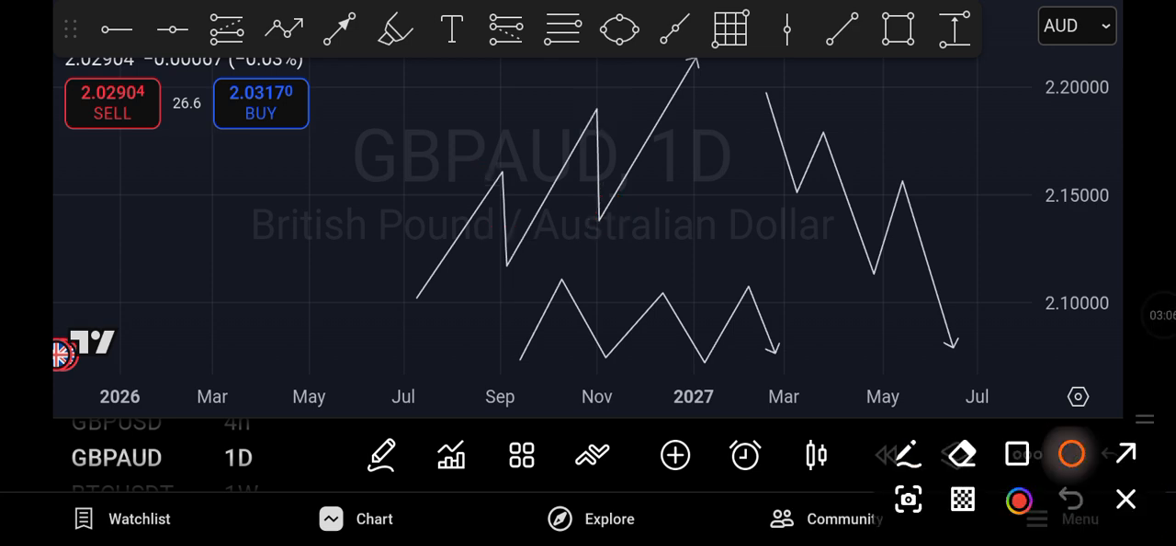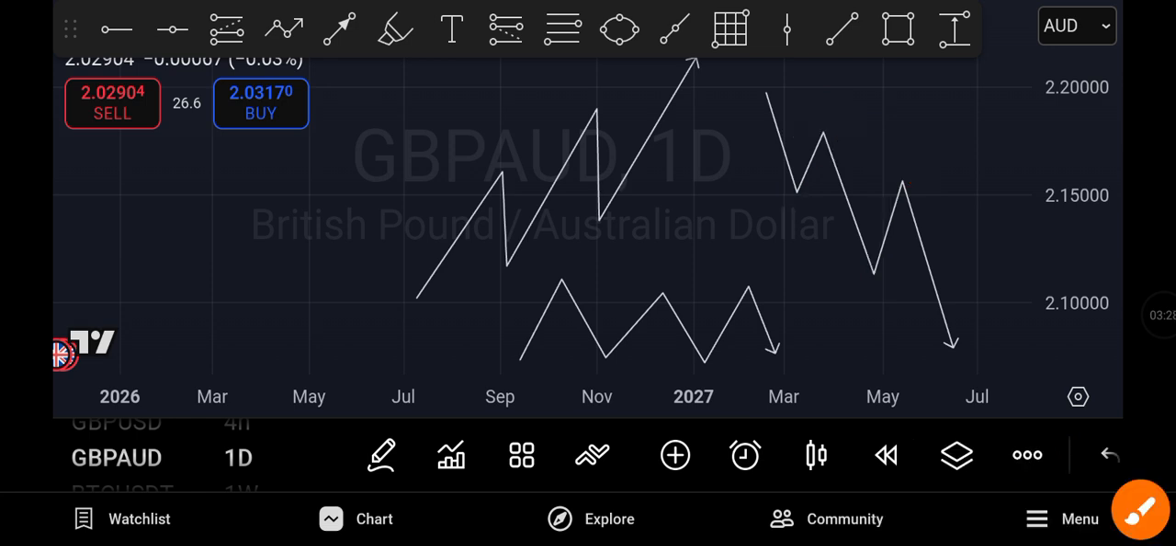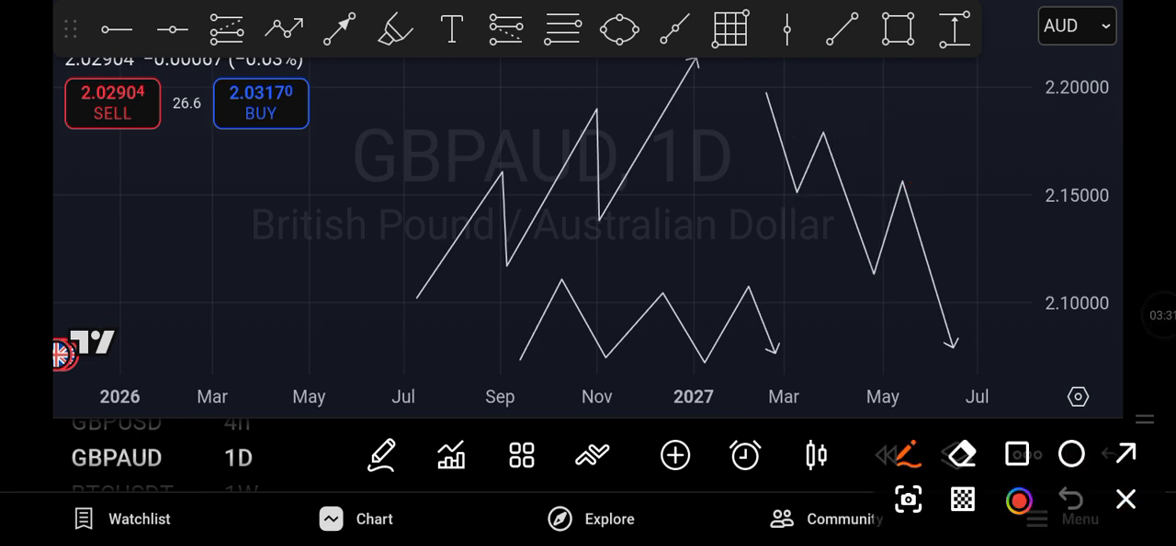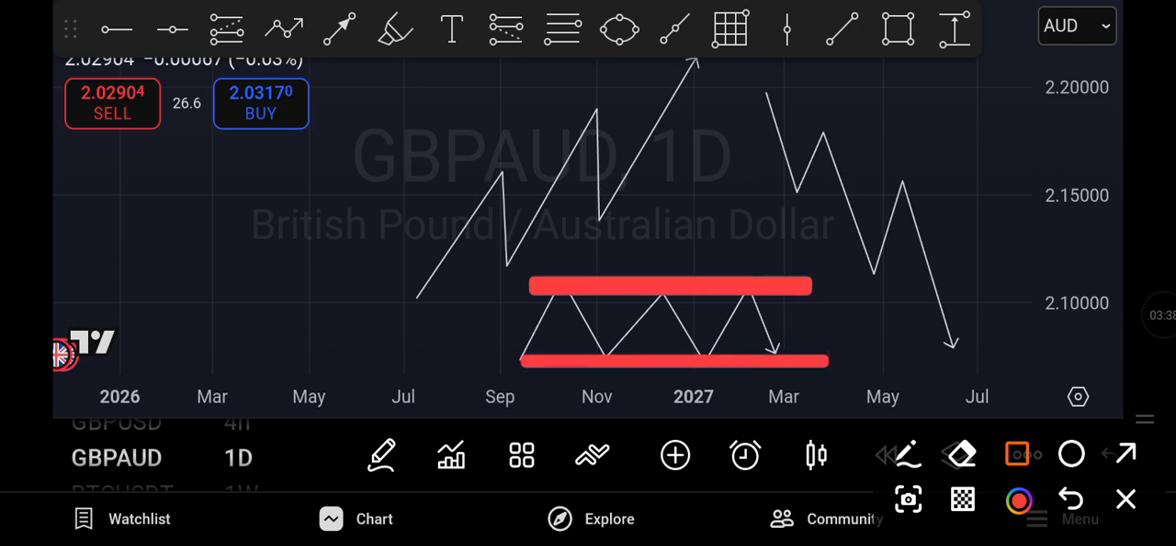While in a downtrend, we create what we call lower highs and lower lows. If you notice, this low is lower than this low, and this high is lower than this high. This high is lower than this high. As easy as that. Then the third trend is a consolidation trend where we have equal highs and equal lows. So I believe these points are clear.